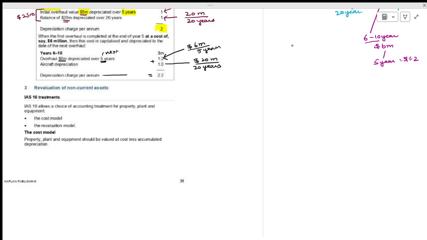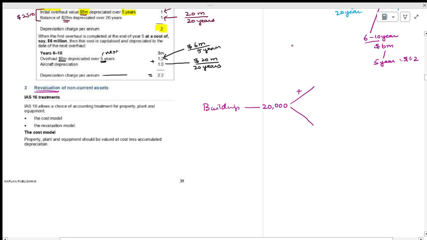Okay. What is revaluation? See, you have buildings. When you have buildings, there is definitely a possibility that the building value will increase. There is also a possibility that the building value will decrease.